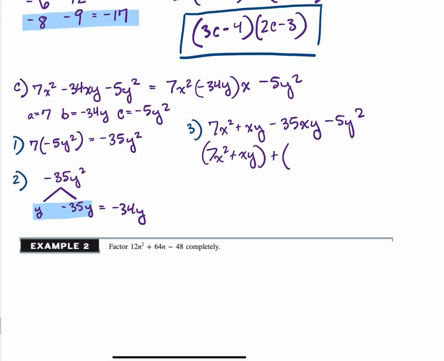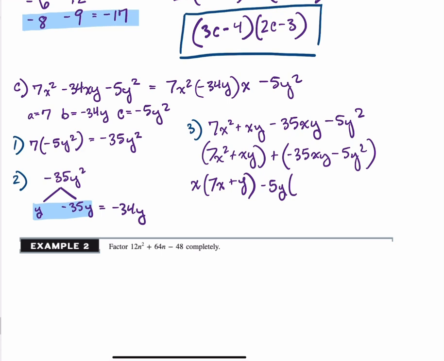So plus minus 35xy minus 5y squared. So in the first set of parentheses, all we can take out is an x, and we're left with 7x plus y. And then in the second set, they're both divisible by negative 5, and they both have at least one y.